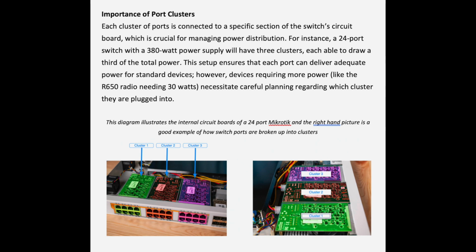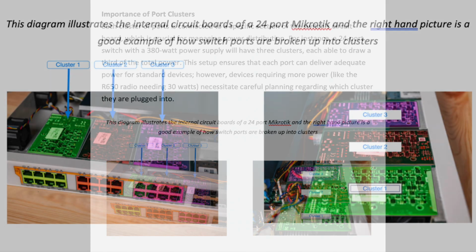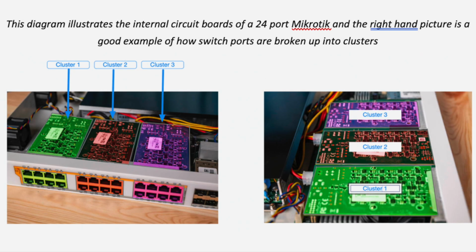This setup ensures that each port can deliver adequate power for standard devices. However, devices requiring more power, like the R650 radio needing 30 watts, necessitate careful planning regarding which cluster they are plugged into. The diagram you see below illustrates the internal circuit boards of a 24-port MikroTik, and the right-hand picture is a good example of how switch ports are broken up into clusters.